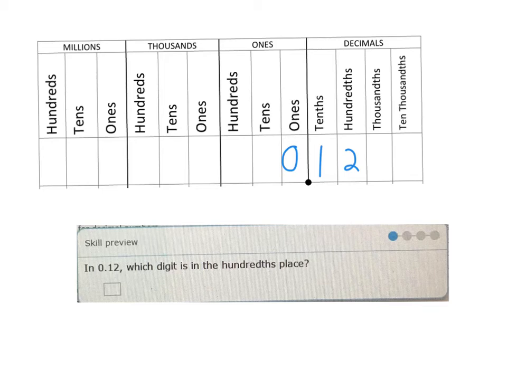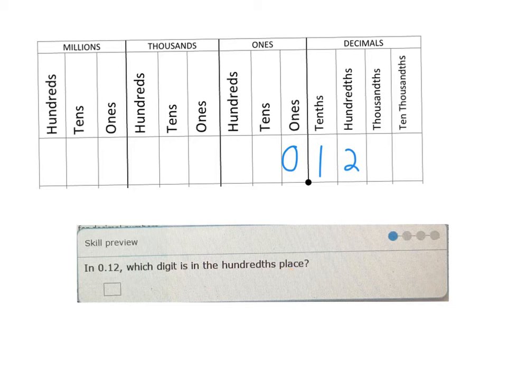Okay, in this video we're going to talk about decimal place values as well as word names for decimal numbers. So this first example is about the place value. In 0.12, notice I say 12 hundredths because the 12 ends in the hundredths column. Which digit is in the hundredths place?